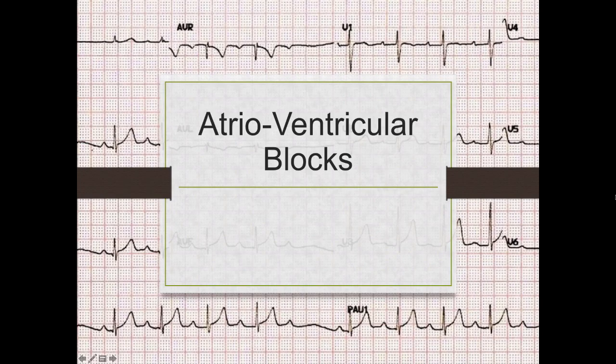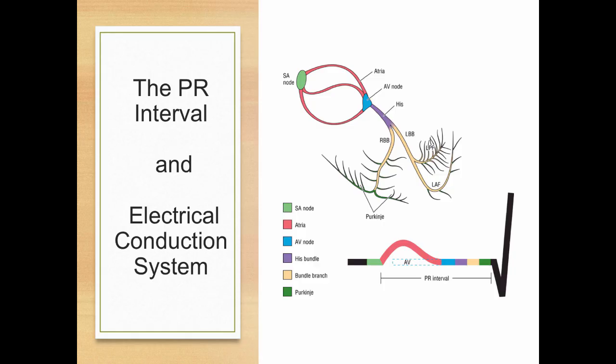Let's briefly review our normal P wave and some AV blocks, or atrioventricular blocks. The P wave itself and the entire PR interval are pretty cool because they incorporate just about everything. Our P wave is atrial depolarization, but the entire PR interval is everything down this electrical conduction system, all the way down to the Purkinje system, right before ventricular depolarization.